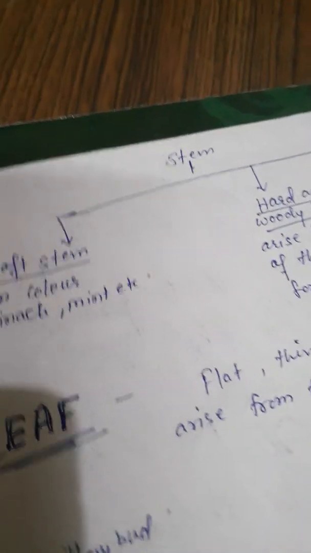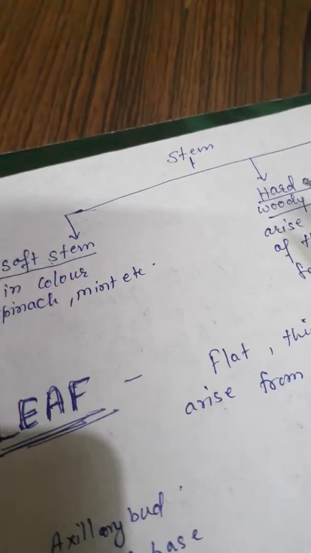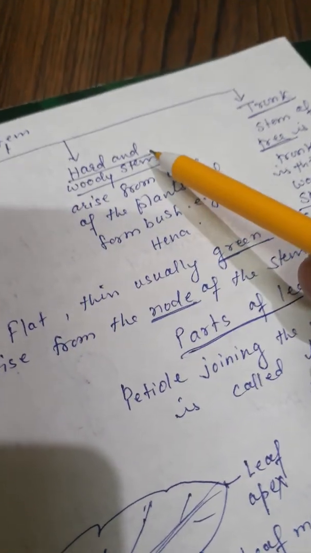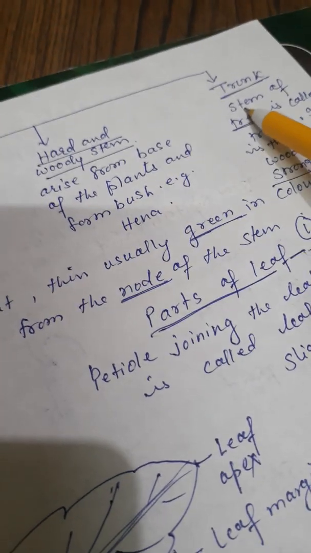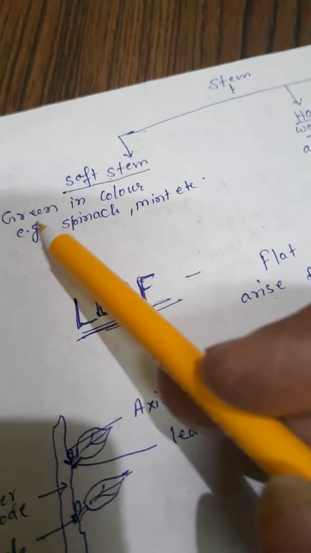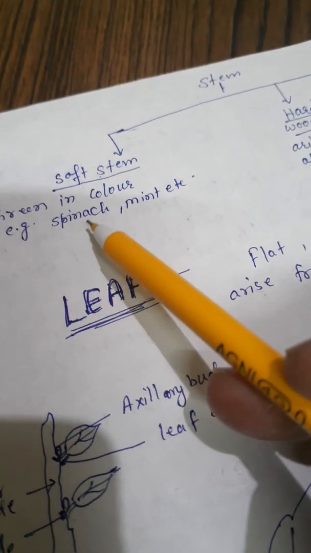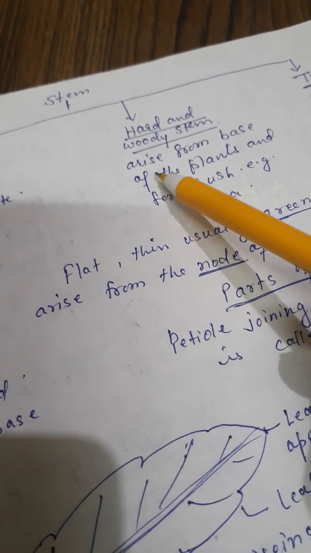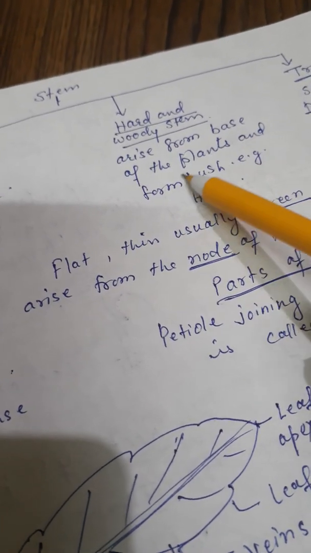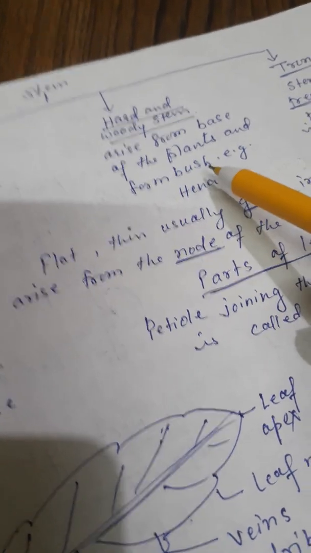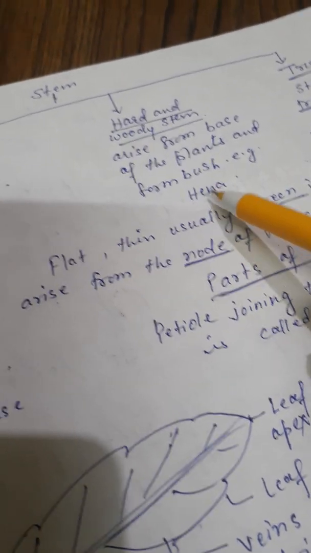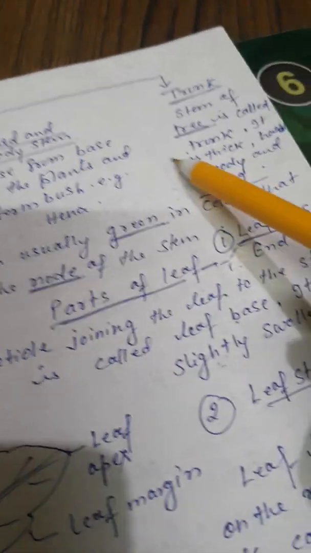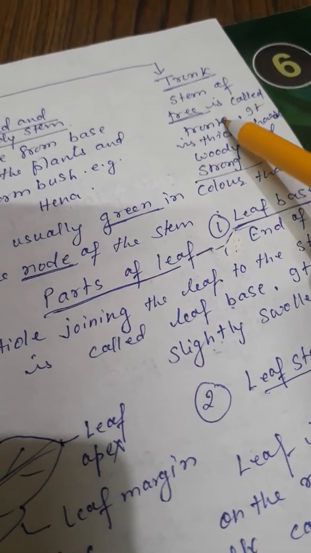Stem is of three types. First, soft stem. Second, hard and woody stem. Third, trunk. Soft stem is green in color. For example, spinach, mint, etc. Hard and woody stem arises from the base of the plants and forms a bush. Example, henna, mehndi.